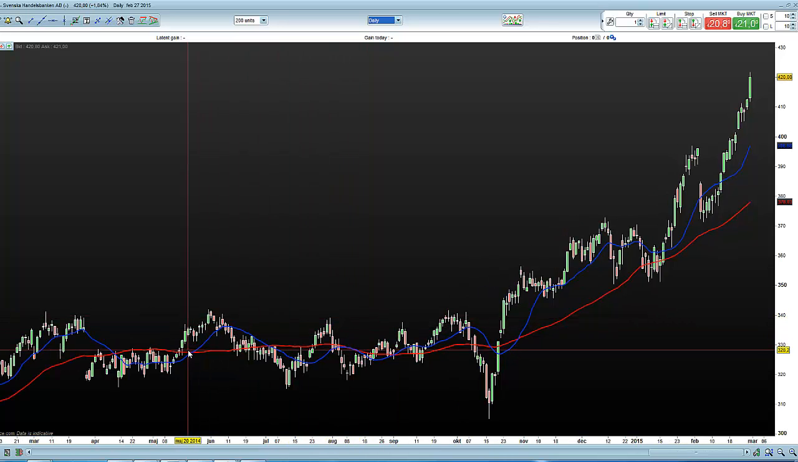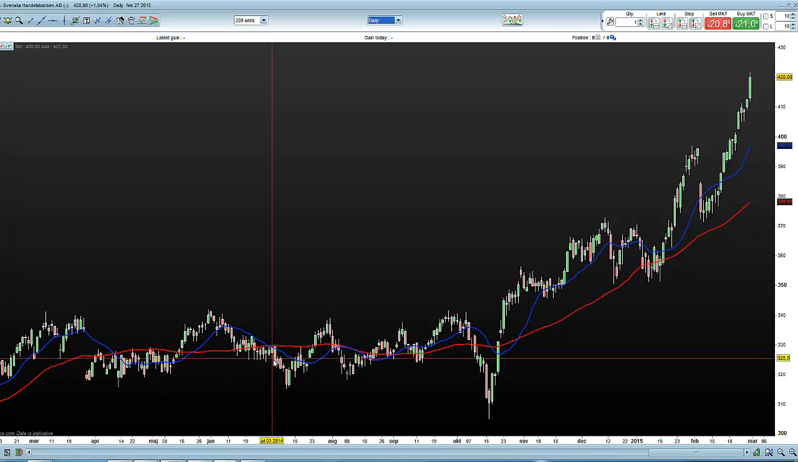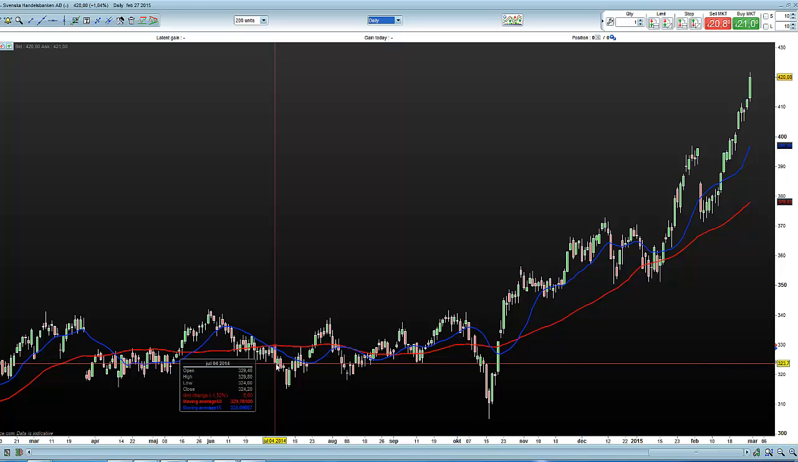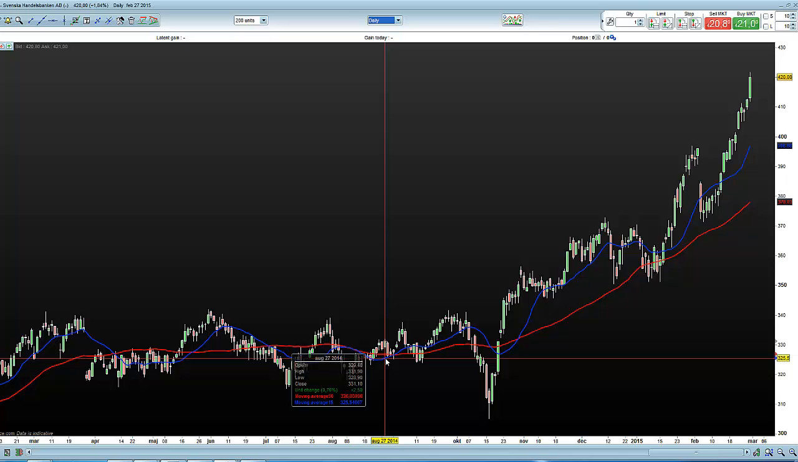you would here go long at, let's say, 334. Then you wait till it goes under. That means you're out at 323. That's a loss. Then you go short again at 323, and here you go over. You get out at 319. You're over, so you need to buy, and then you go under. So it's just zigzag all the way. This is what I mean with all the fake outs.